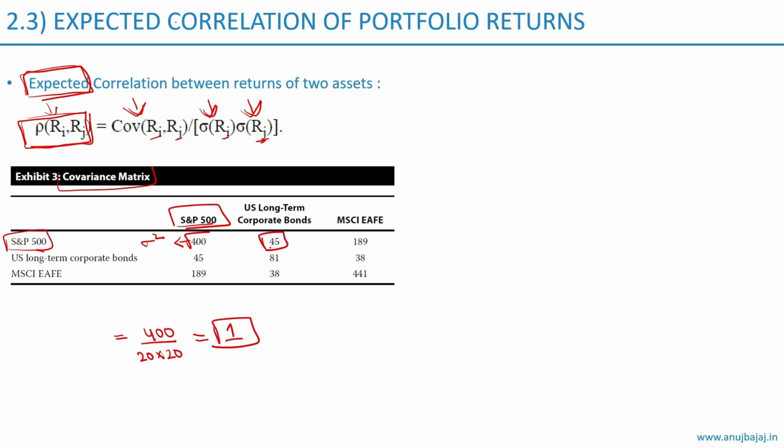Now let us calculate the correlation between S&P and corporate bonds. The correlation equals 45 divided by the standard deviation of S&P, which is 20, and this is the variance of the corporate bond. If we take the square root of this, we should get the standard deviation of the corporate bond. The standard deviation comes out to be 9, and we get the correlation as 0.25. Similarly, we can calculate the correlation of all the other remaining terms.